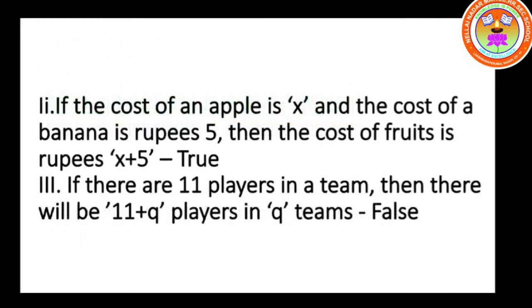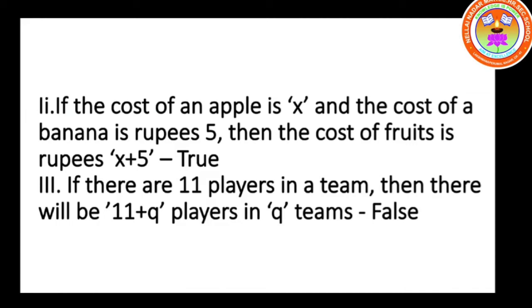Second, true or false, second subdivision. If the cost of an apple is X and the cost of a banana is ₹5, then the cost of the fruits is X plus 5. Of course, if you go to a shop and buy an apple as well as a banana, the shopkeeper will add both amounts and tell you. Same like that here, the apple cost is X and the banana cost is 5, so totally we get X plus 5. So the answer is true.